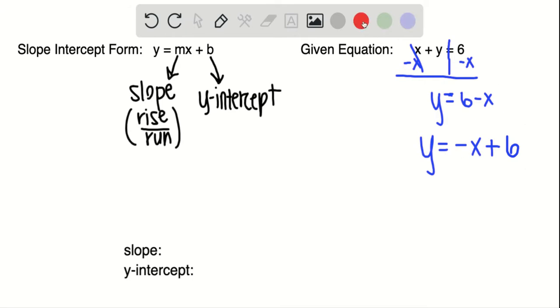Now I can answer what the slope is and what the y-intercept is. In this case, the slope is the coefficient of the variable x. We don't see a number here, but anytime there's a number missing with a variable, we automatically assume there's a 1 there. So the slope will be negative 1, and the y-intercept is a positive 6.